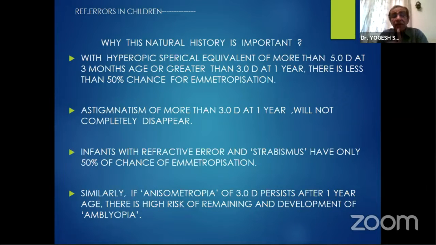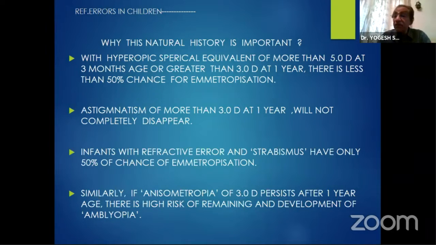Now listen carefully. You can even note this down and use it in your clinical practice. With hyperopic spherical equivalent of more than 5 diopters at 3 months of age, or greater than 3 diopters at 1 year of age, that's what the research has found, there is less than 50% chance of emmetropization. That means such a child will not emmetropize, and then it has repercussions.